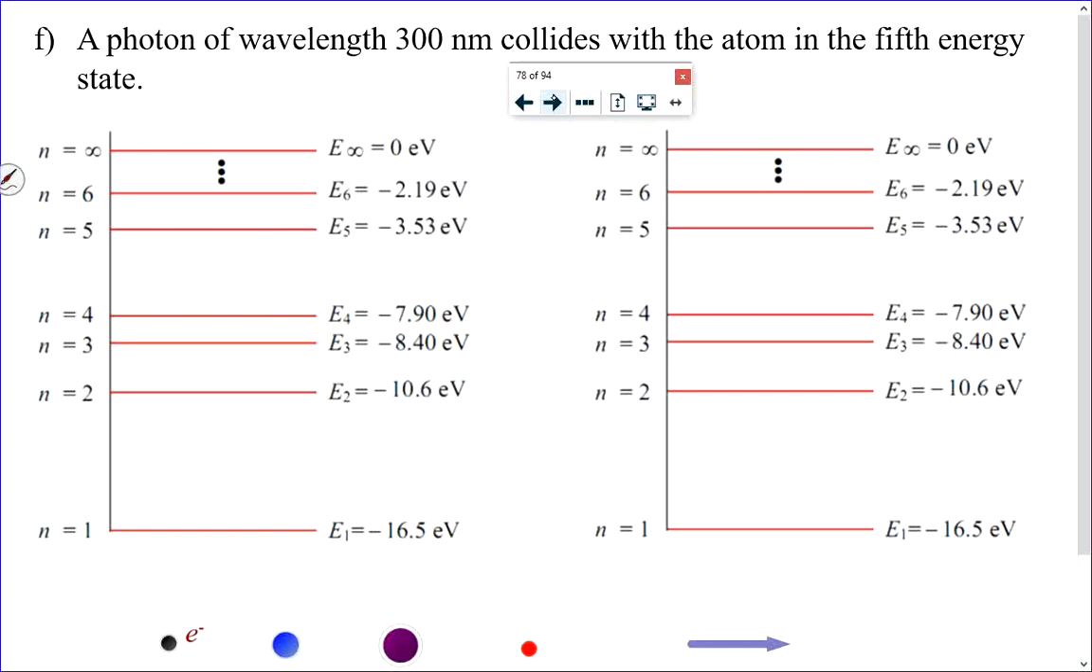What do we got going on here? A photon of wavelength 300. Oh, that's easy. We calculate the energy of that, and I believe it's 4.14 eV, which is ultraviolet because it's 300.